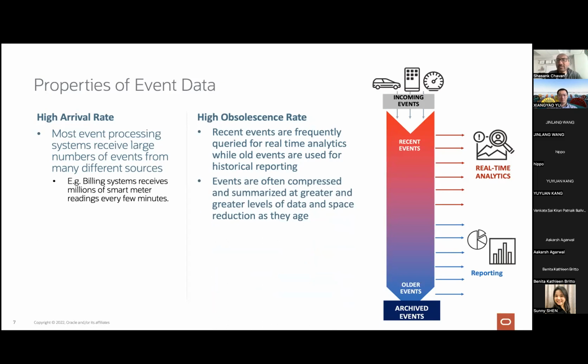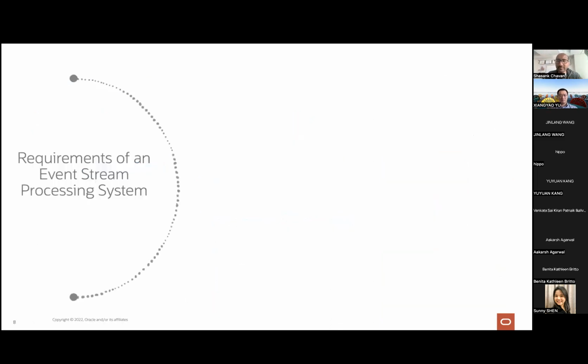And then, as I mentioned, these events do get compressed and summarized as the data gets older and older. If you look at the picture on the right, you see recent events going down to older events, and eventually they get archived. Okay, so now what are the requirements of an event stream processing system?